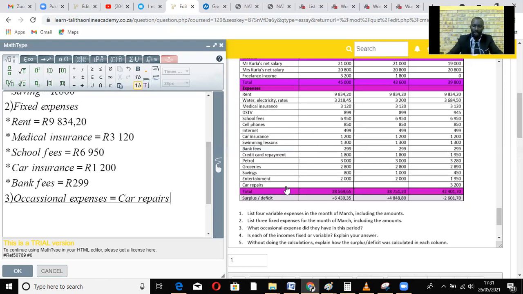Yes, this is the occasional expense. Now we go ahead to look for the solution to the second question. That is rather the first question.